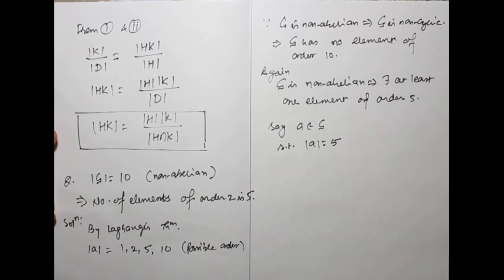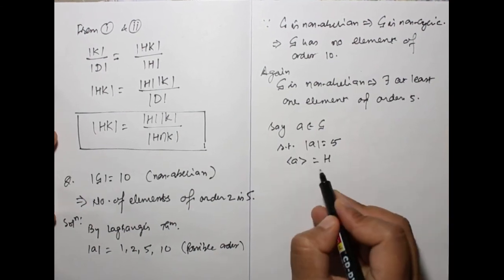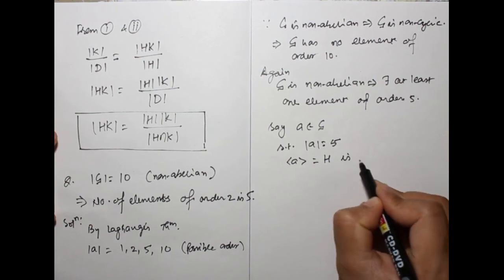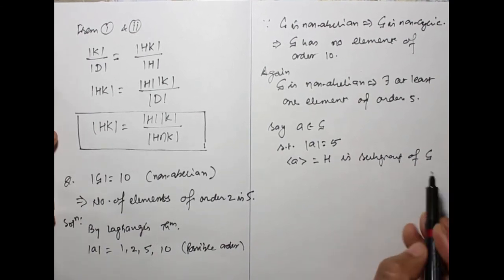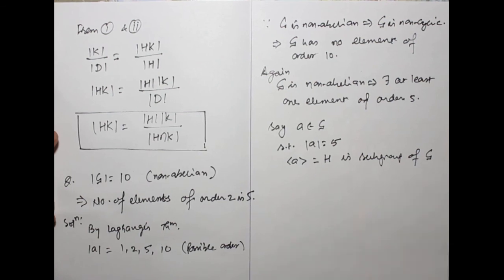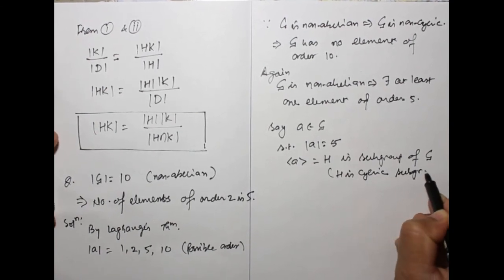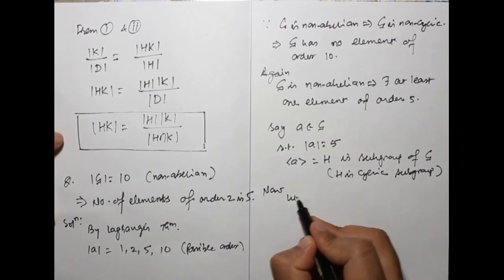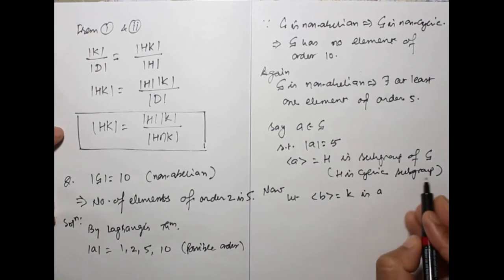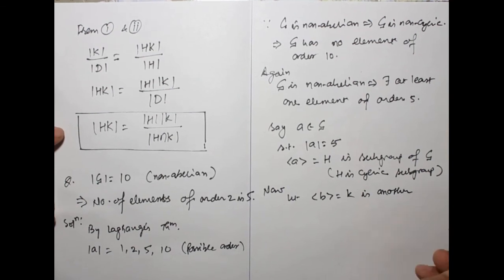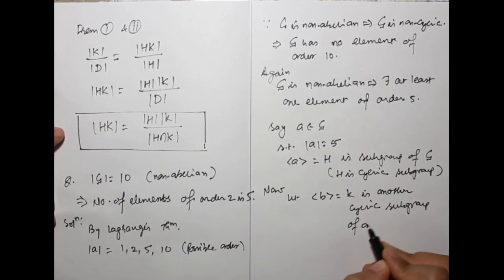Order of a equals 5. Then the set generated by a, suppose this is H, is a subgroup of G. H is a cyclic subgroup. Let B equals K be another cyclic subgroup of order 5.